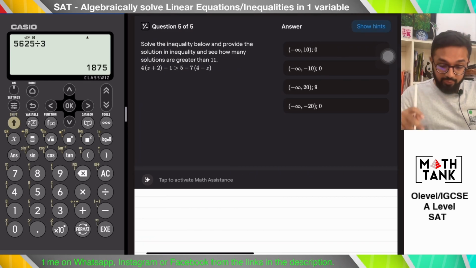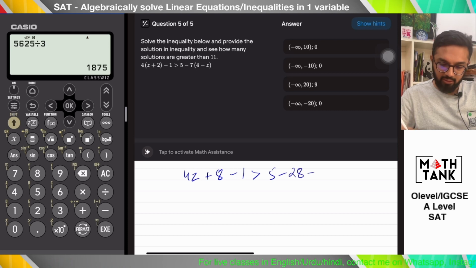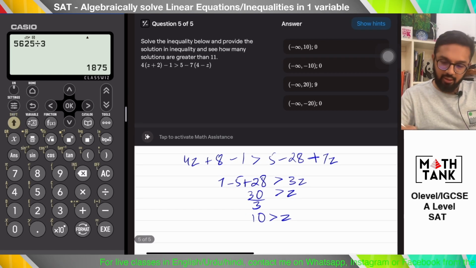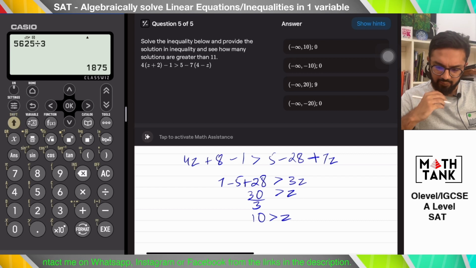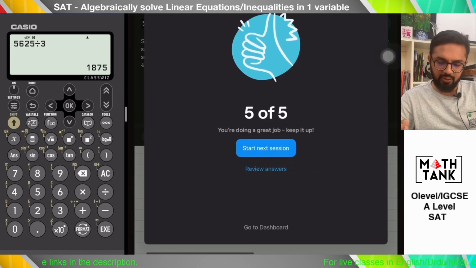Okay. Solve the inequality below, provide the solution. So 4 times z plus 8 minus 1 is greater than 5 minus 28 plus 7z. 7 minus 5 plus 28 is greater than 3z. 30 divided by 3, z is less than 10. Okay, z is less than 10 and goes to minus infinity. And see how many solutions are greater than 11. There are no solutions that are greater than 11. That should be the correct answer.